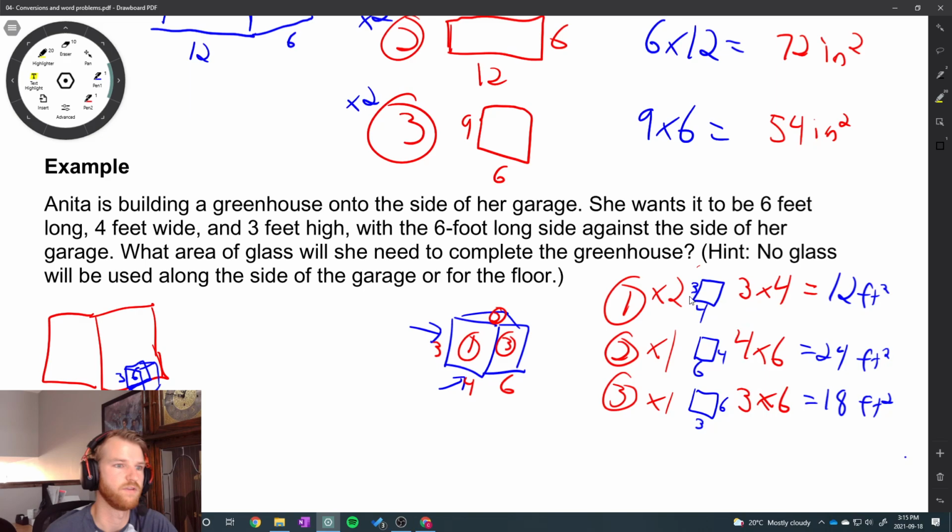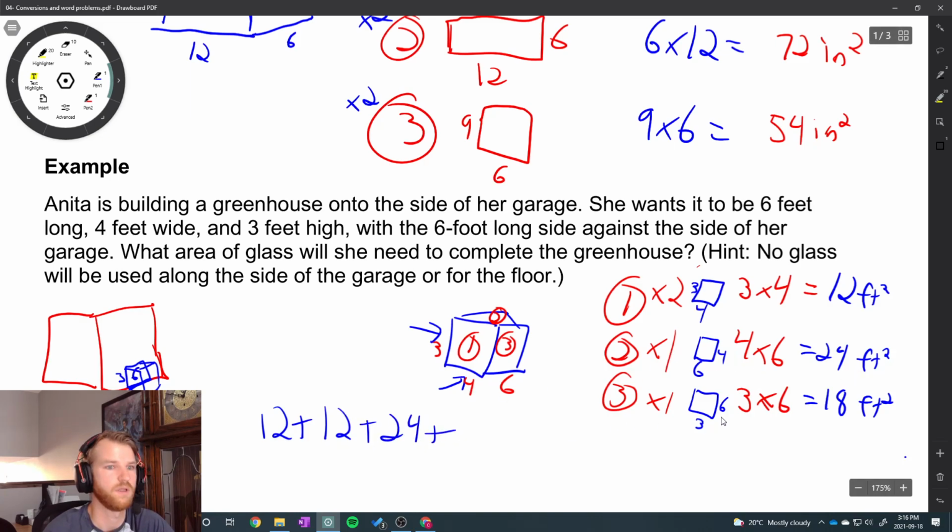So the area of this shape 1 here was 3 times 4 is 12 feet. Shape 2 was 24 feet, and shape 3 was 18 feet. And we have 2 of these. So to find our total answer, like how much glass do we need, what's the surface area of those shapes, we're going to say 12 feet for the first one, and there's 2 of those, so we need to add it twice. And one of these, 24 feet squared, and another 18.